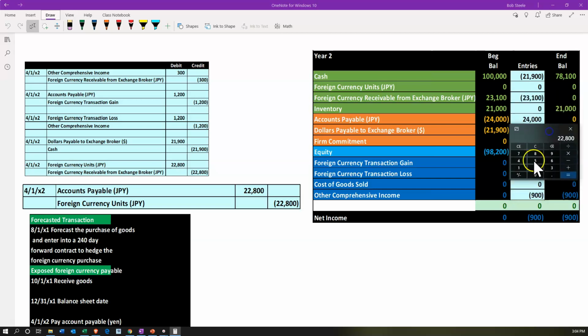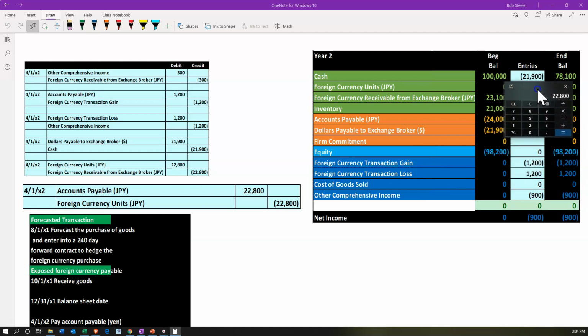So the accounts payable then goes down to 0. At this point in time, and we're not quite done yet, we have cash at the 78.1. The foreign currency units are now back down to 0 because we got those at the end of the forward exchange contract, but then used them to pay off the accounts payable that we had for the inventory that we purchased from the Japanese company.